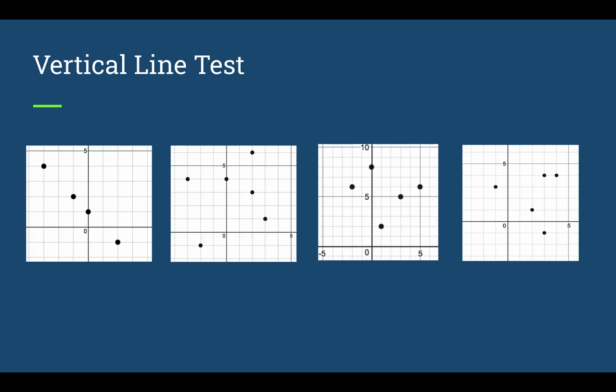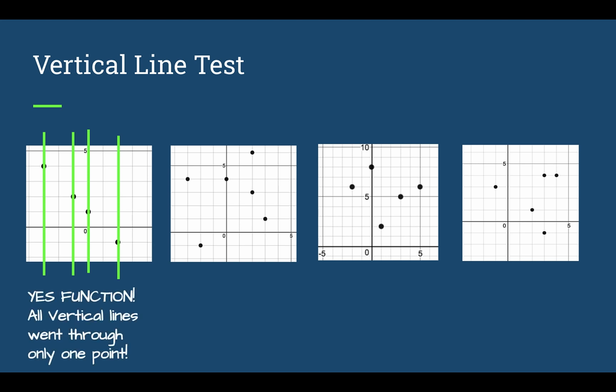Another way that you can quickly determine if graphs are functions or not is called the vertical line test. So the vertical line test says if you draw a vertical line through every point, it should only pass through one point. So that first one, I drew a vertical line straight up and down, and it only goes through one point. It's a function. Okay? Each vertical line only goes through once.